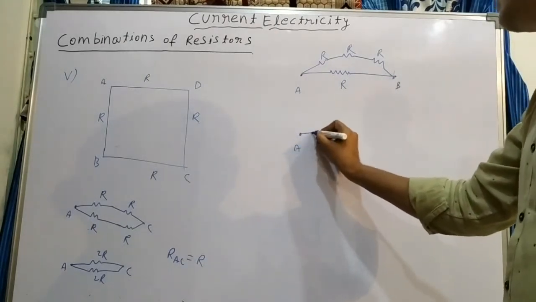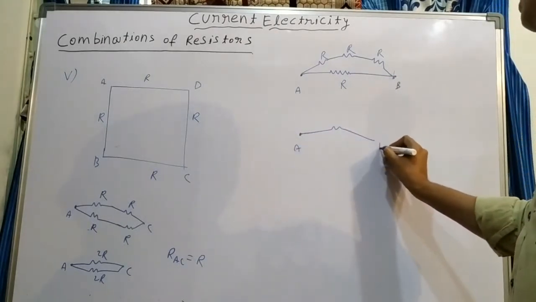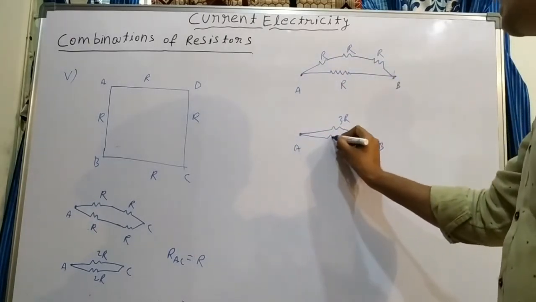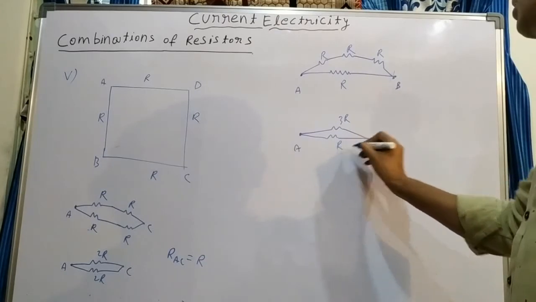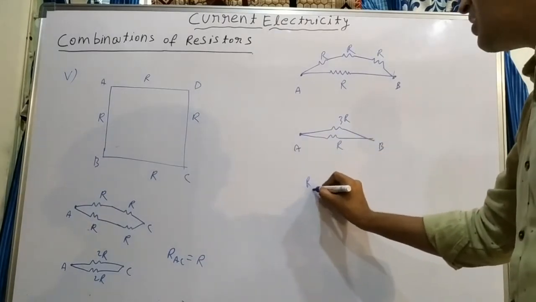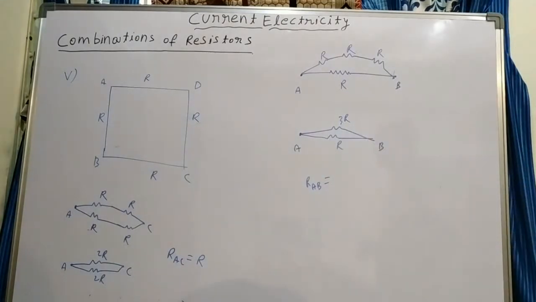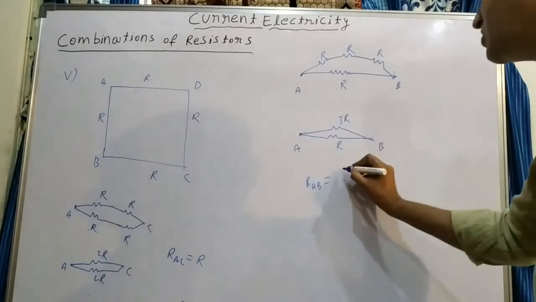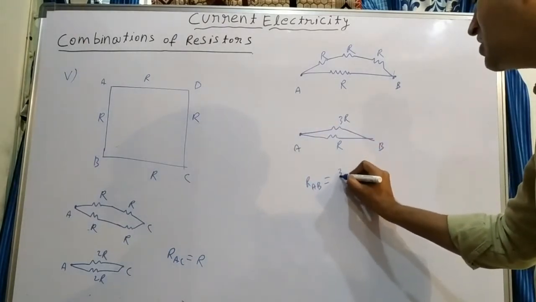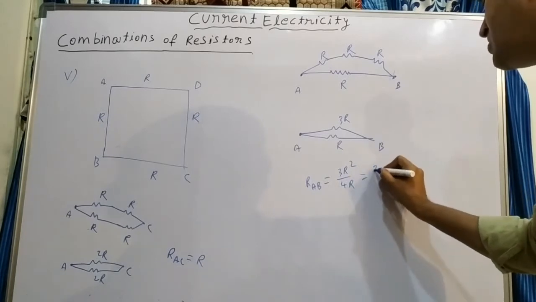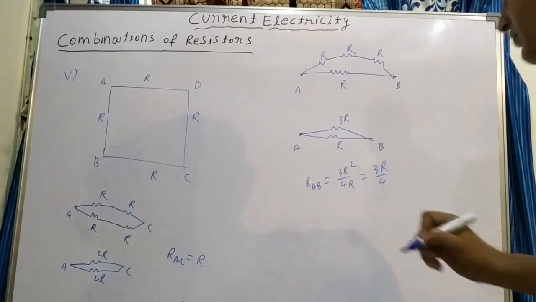Between A and B, one resistance is 3R, the other resistance is R. What do you get? RAB. If two resistors are in parallel, we can write the short formula R1 R2 by R1 plus R2. This into this, 3R into R, that is 3R square by R1 plus R2, that is 4R. That is nothing but 3R by 4 we get.